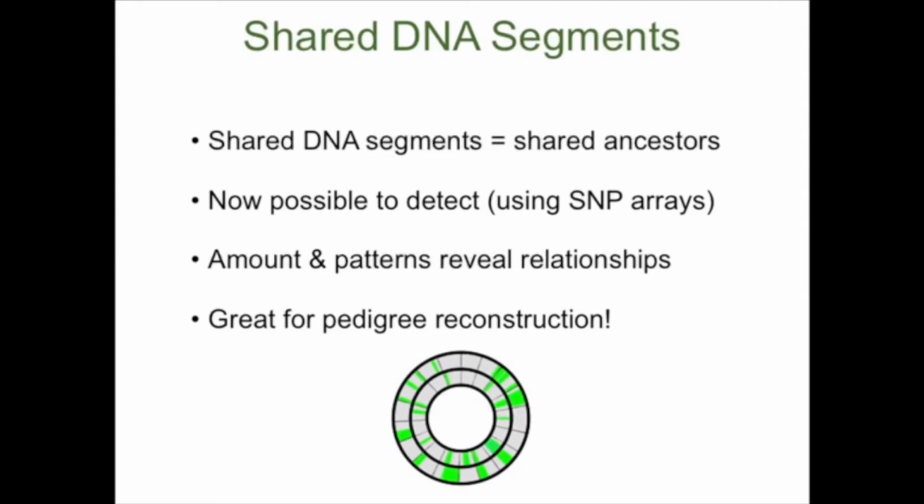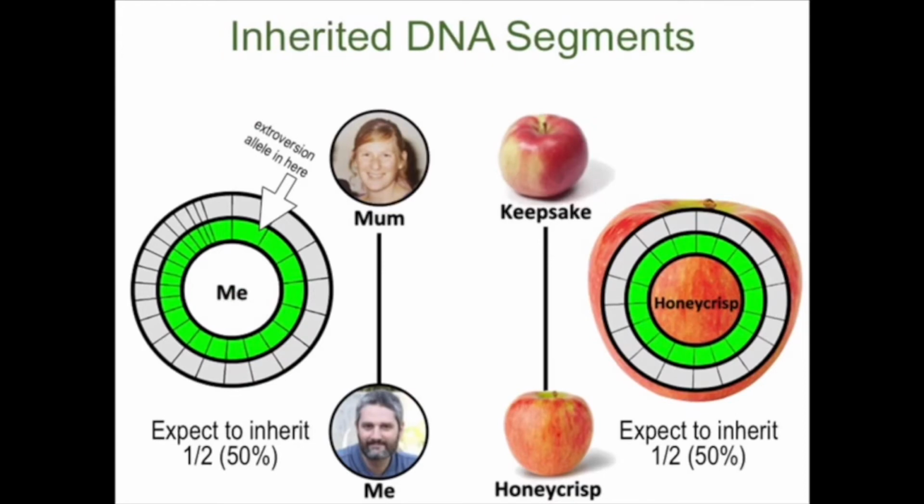So we can use the SNP arrays to find these shared segments, and the amount and patterns that we see really reveal what the actual relationships should be. So it's really great for pedigree reconstruction. If I'm compared to my mum, I've inherited half from my mum, so the inner circle will be all lit up in green. It's just like Honeycrisp from its mother, Keepsake. When we compare Honeycrisp with Keepsake, the entire inner circle lights up in green. That's what it looks like when you compare a child to one of the parents.